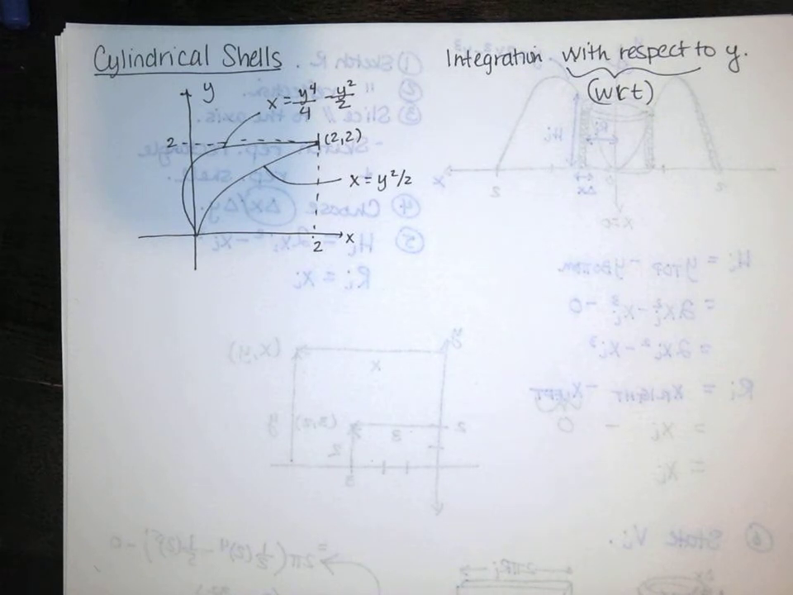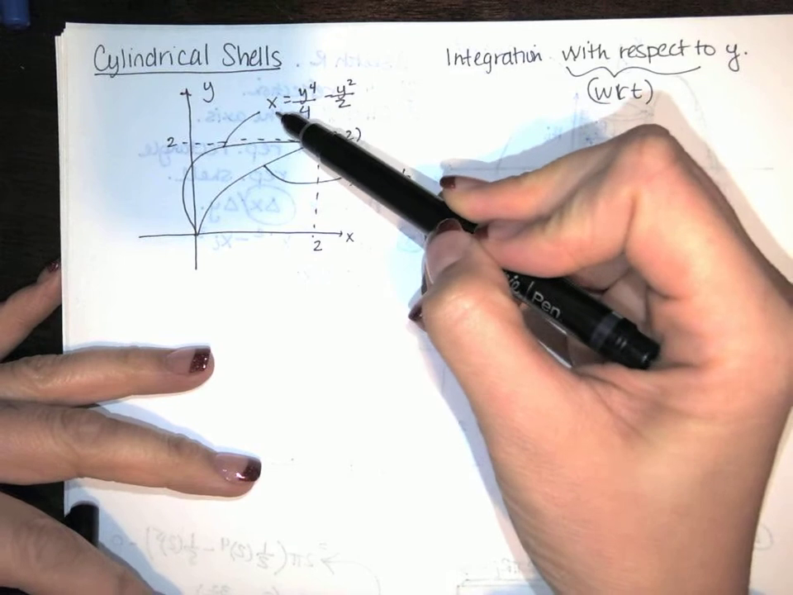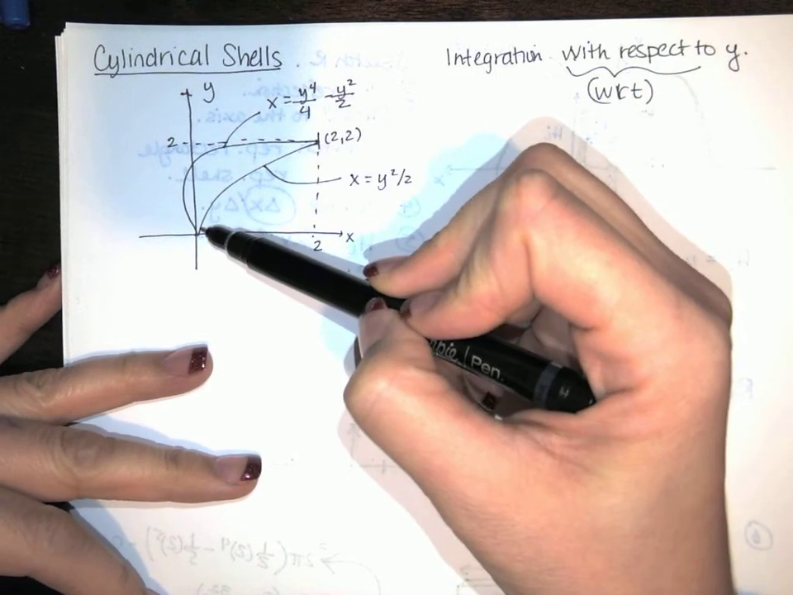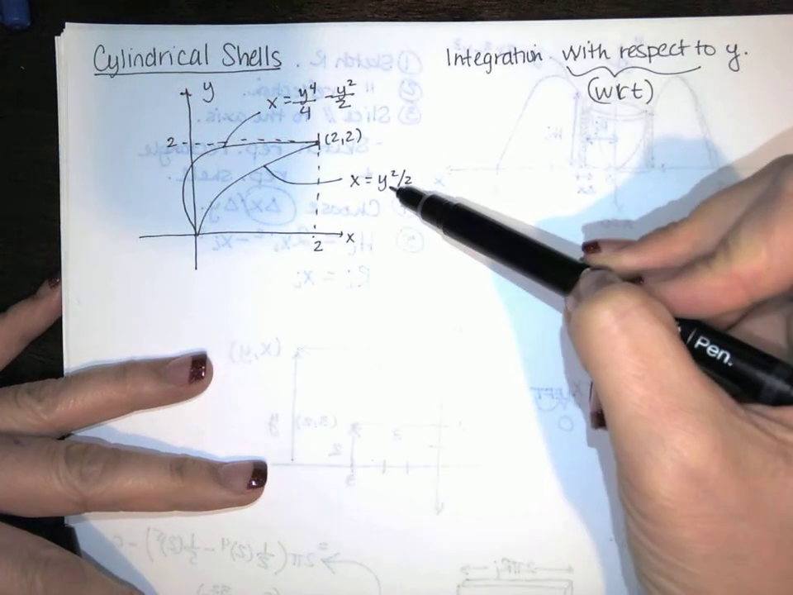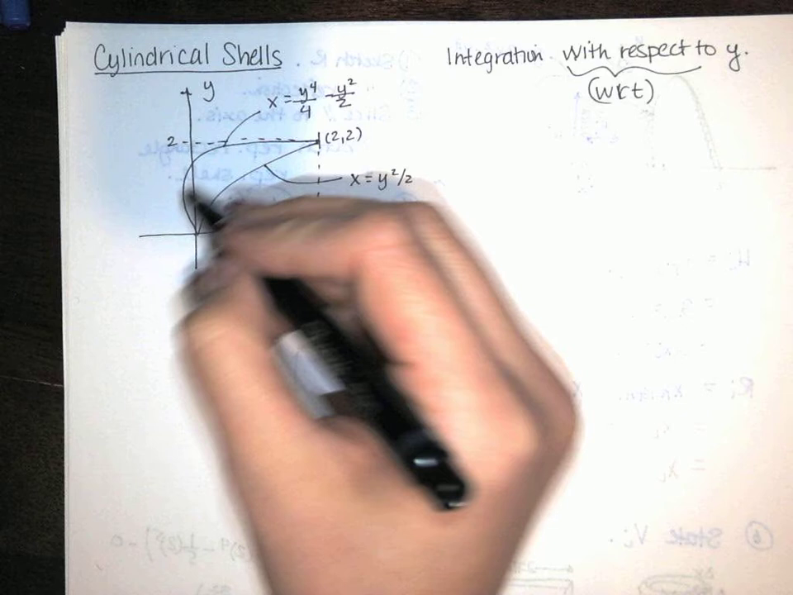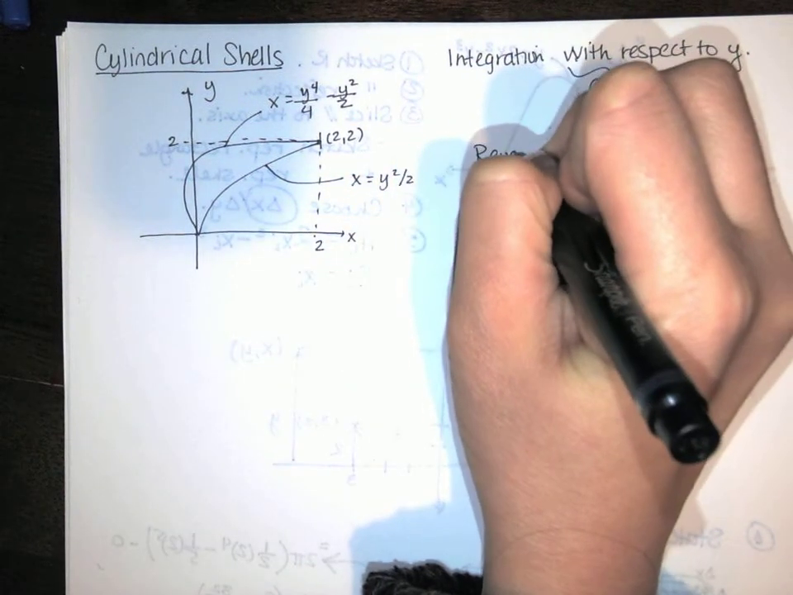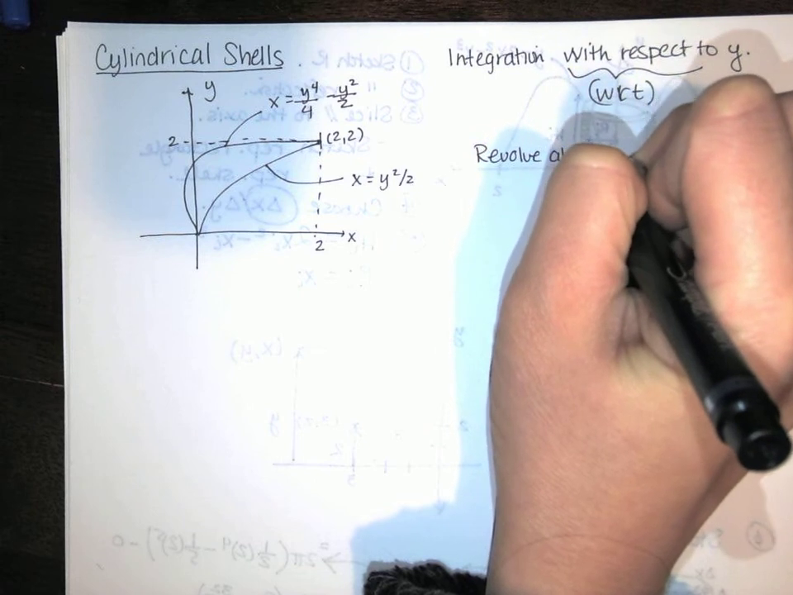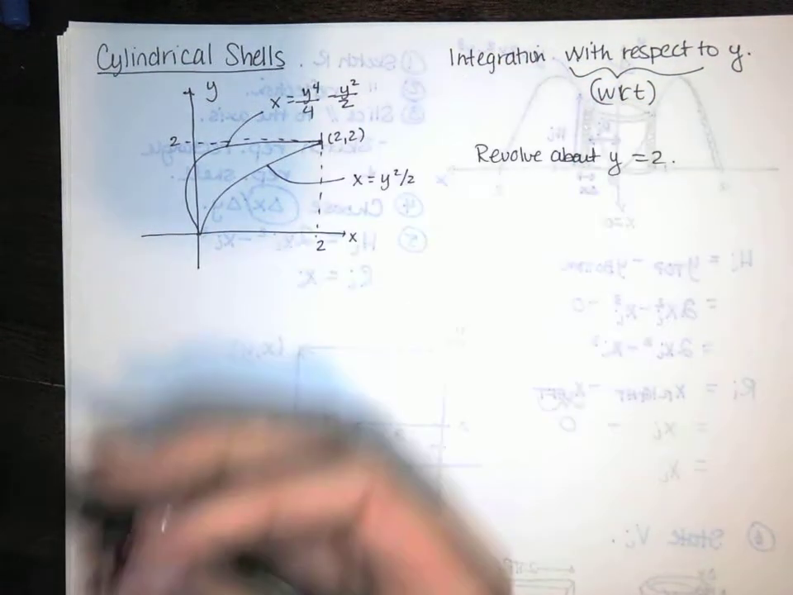In this video we're looking at the cylindrical shell method again, and this time I wanted to show you an integral with respect to y as opposed to an integral with respect to x. So here's our region. It's bounded by this x value as a function of y. It's just a polynomial function in y, and then we've got x as y squared over 2, another polynomial function in y. Super simple. And we're going to take this region and revolve it about y equals 2. So I'm taking this guy and I'm going to revolve it up here.